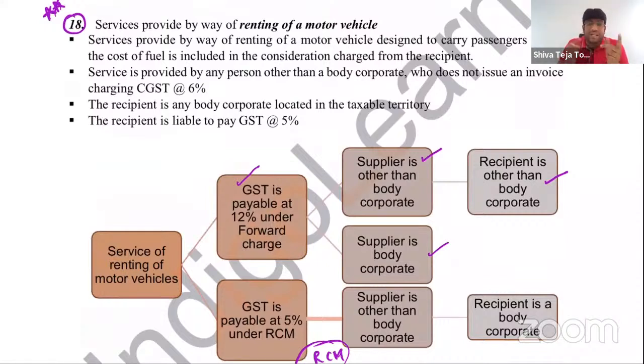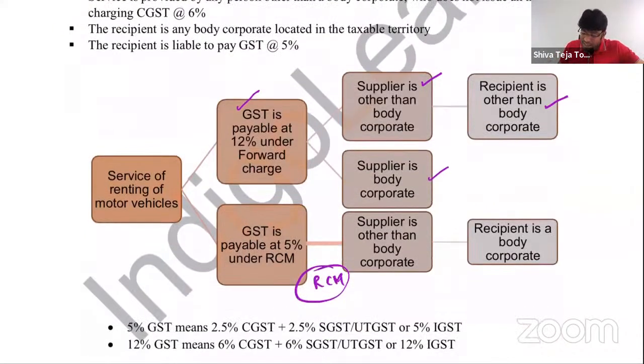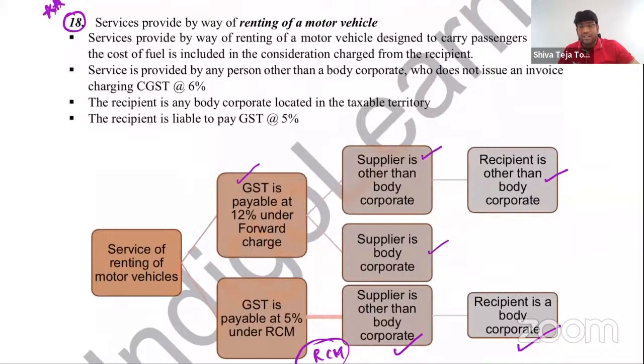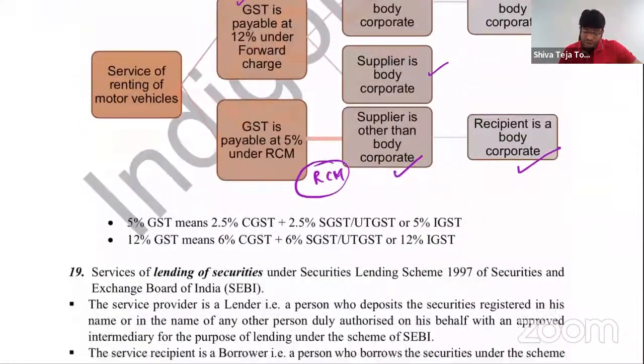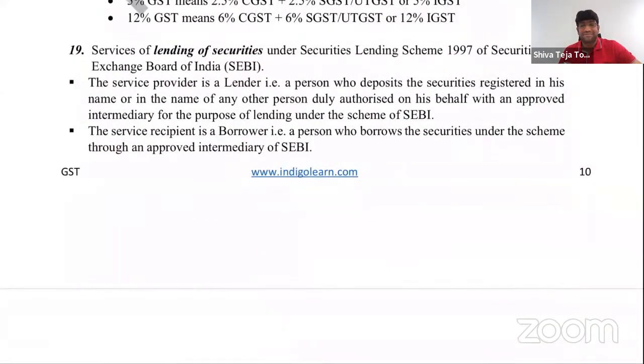the supplier is any person other than a company and the receiver is a company. Then only RCM will come into picture. So friends, for renting of motor vehicle, RCM will come into picture only if the supplier is other than a company and the receiver is a company. Then only the story of RCM will come into picture.